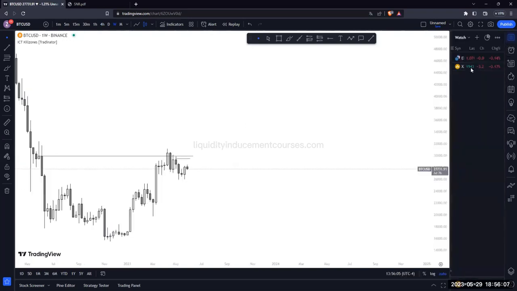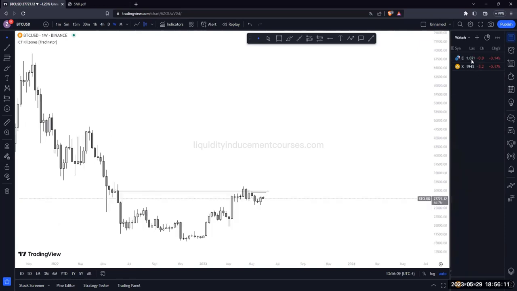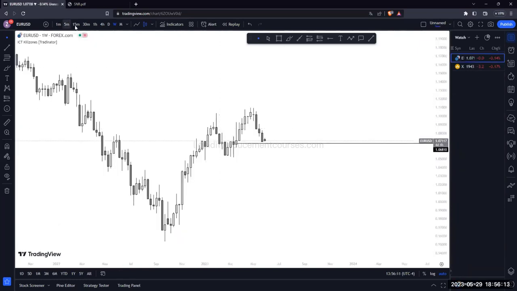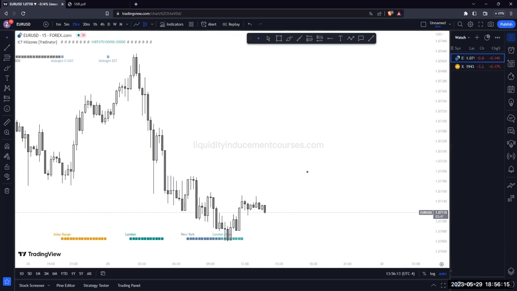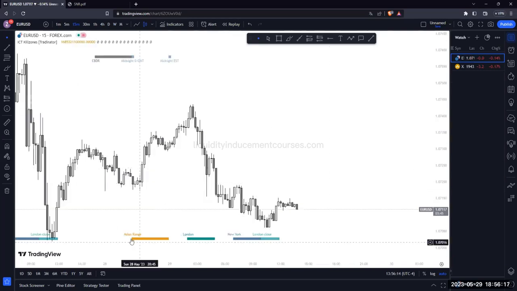Can you show the ICT kill zone settings? Yeah, sure. Yours looks so neat, brother. So here you go. Just put New York time -4, Asian range from 8 to 12, and then from 2 to 5, from 7 to 10, from 10 to 12.